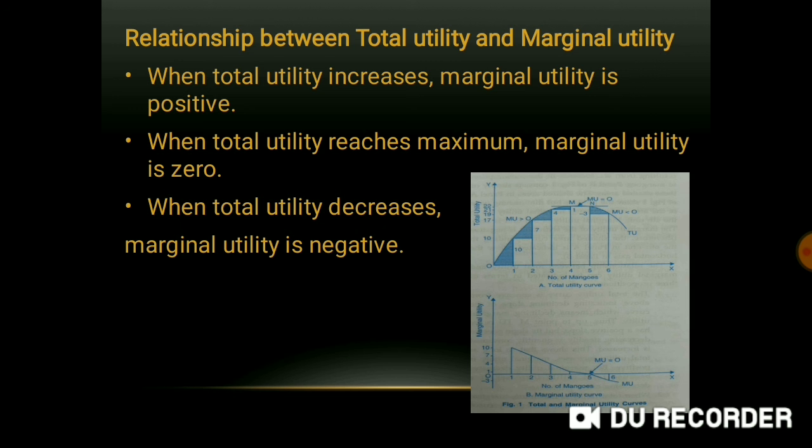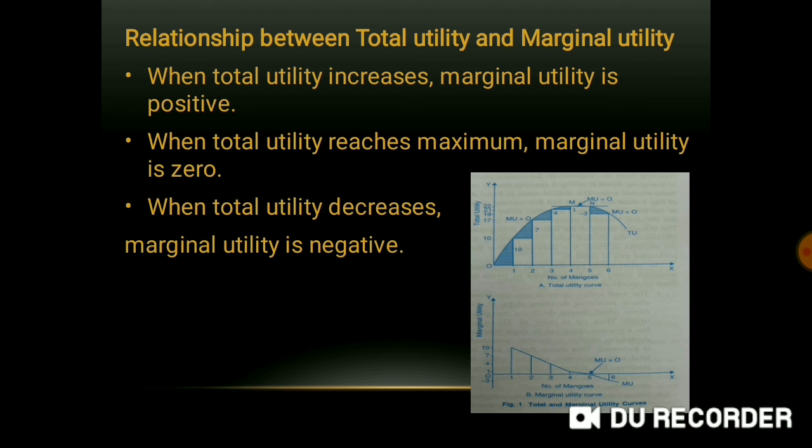The third relationship is that whenever total utility decreases, marginal utility is negative. So whenever the total utility decreases or starts to fall from point M on the diagram, then at that phase marginal utility becomes negative. That is, marginal utility goes beyond the x-axis and it becomes negative. So these are the three relationships between the total utility and the marginal utility.